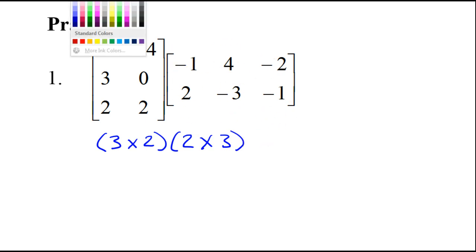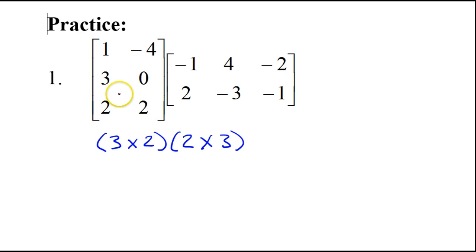Now, for this product to be defined, the inner dimensions must be the same. Okay, and they are, so this is okay. Now the product will have the outer dimensions, so the product will be a 3 by 3 matrix.